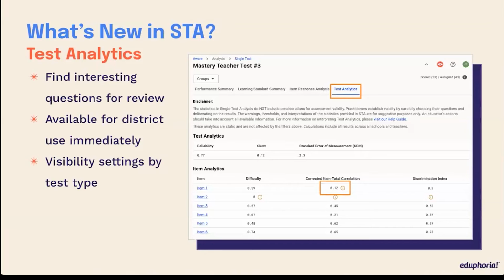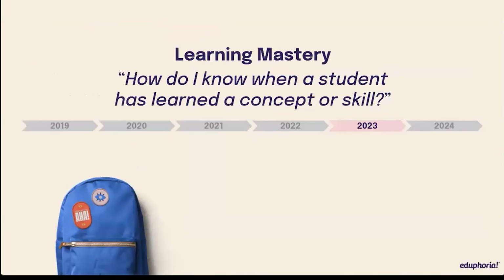But again, if this is an area where you'd like to keep this hidden, make sure you organize your assessments where you want it hidden at the test type level, and then you can control it at that test type level on whether or not it even shows here. So those are the updates for single test in the last year or so.